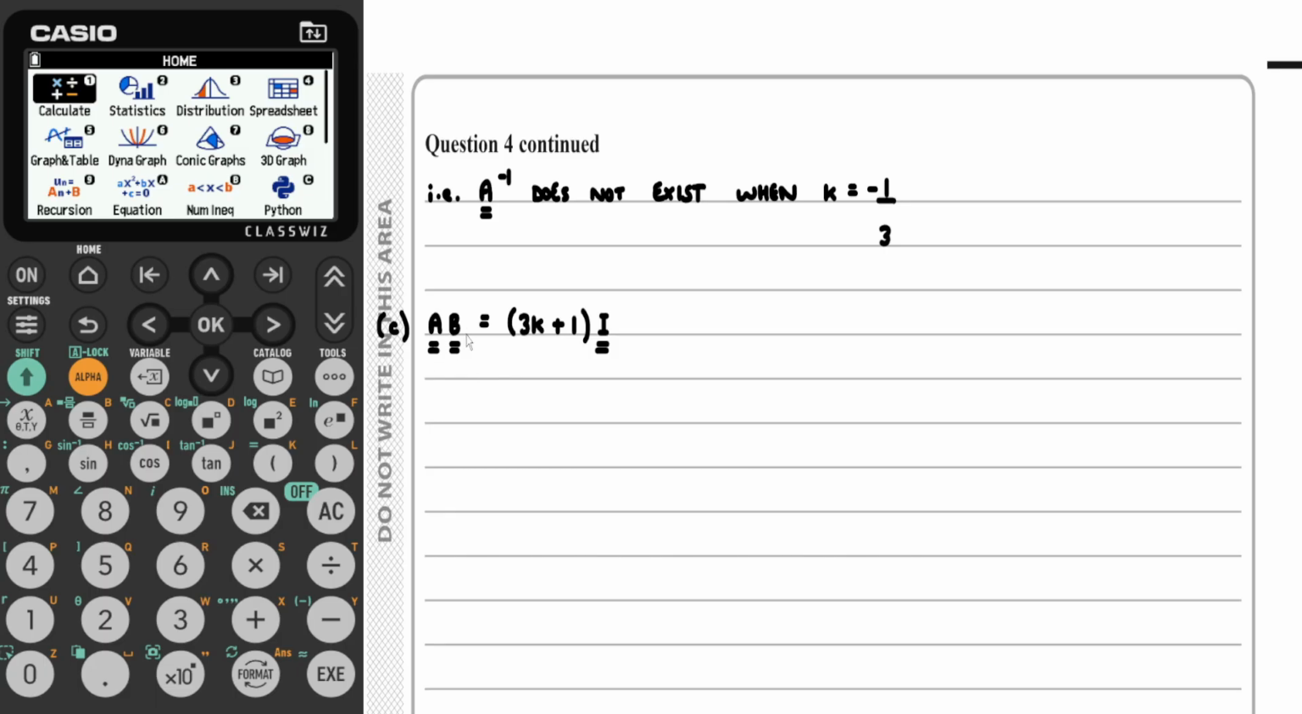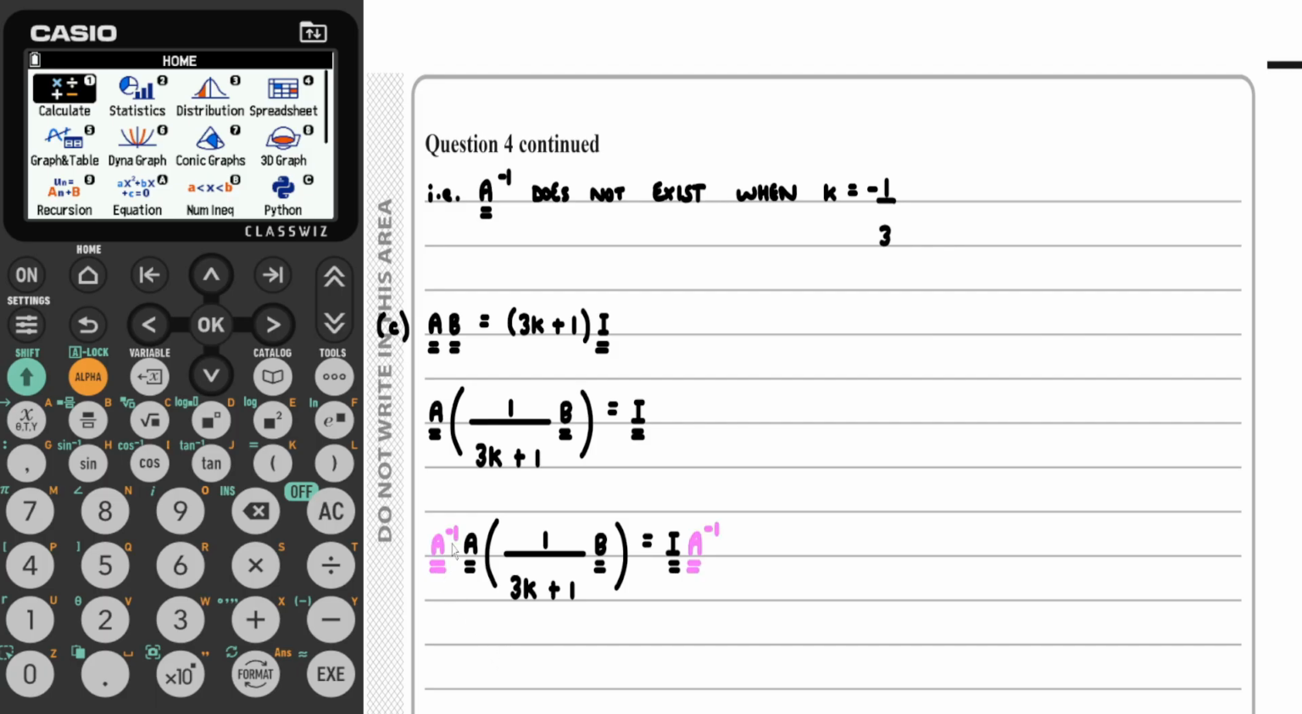We've got the equation AB equals 3k plus 1 multiplied by I. Now, what we can do is recognize that k is a constant, and we can therefore divide both sides by 3k plus 1. So I have A multiplied by 1 over 3k plus 1 B equals I. And if I multiply both sides by the inverse of A, we have the inverse of A multiplied by 1 over 3k plus 1 B equals I multiplied by the inverse of A.